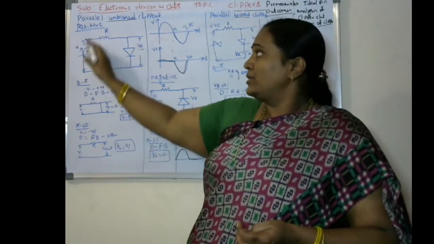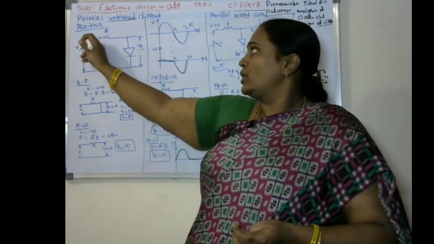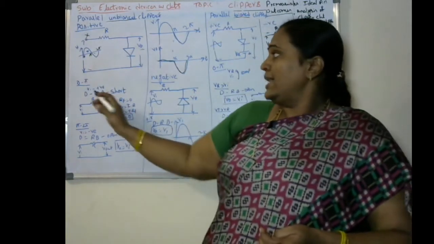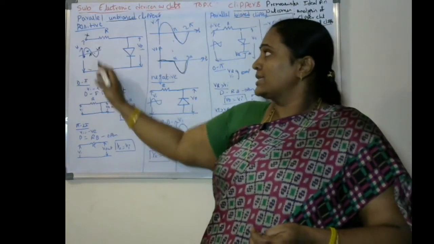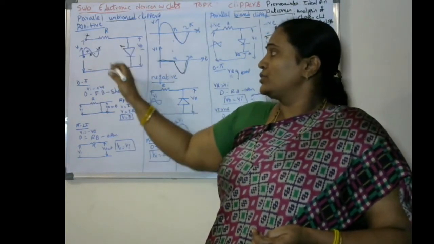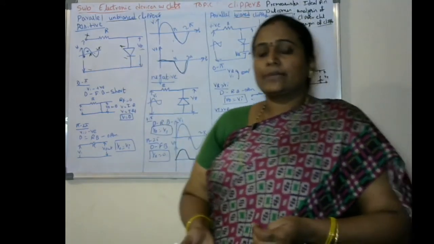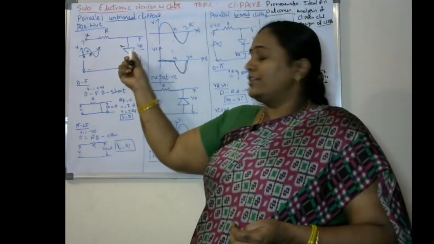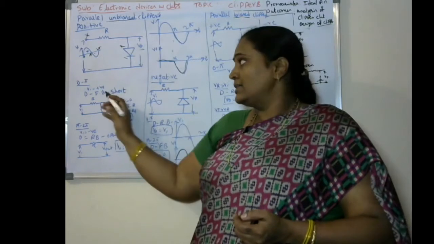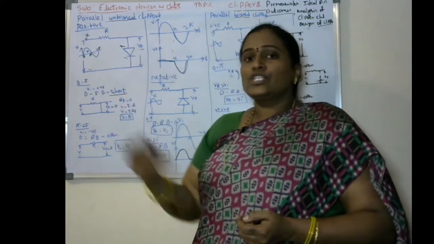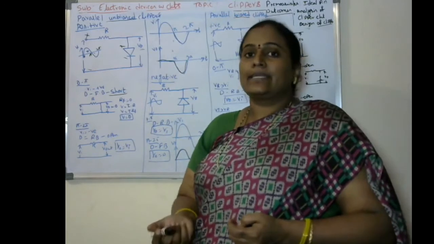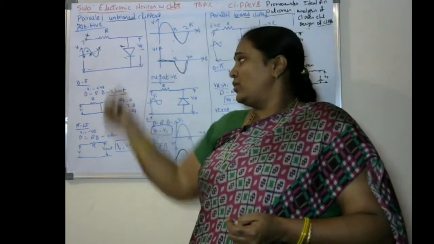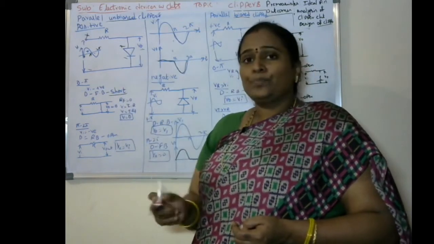In this case the input Vi is positive, so the reference voltage goes positive here and negative here. The diode has positive here and negative here. So under this condition, the diode is in forward bias. Whenever the diode is in forward bias, it acts like a short circuit, depending on the ideal characteristics of the diode. Once it is shorted, the resistance is 0, so RF equals 0.